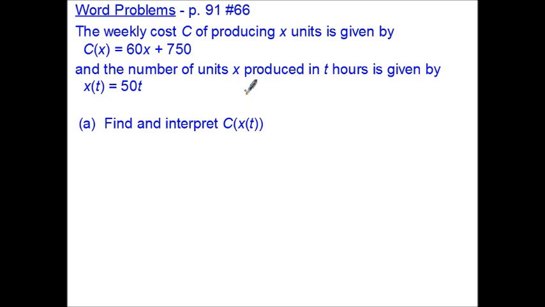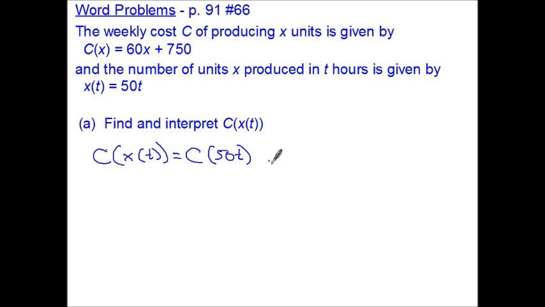The weekly cost of producing x units is given by this expression here, so c of x is 60x plus 750, and the number of units produced in t hours is given by x of t equals 50t. And so now find and interpret c of x of t. Well, what I want to do there is exactly what it says, c of x of t. And now, really what I'm looking at is c of x of t is 50t.